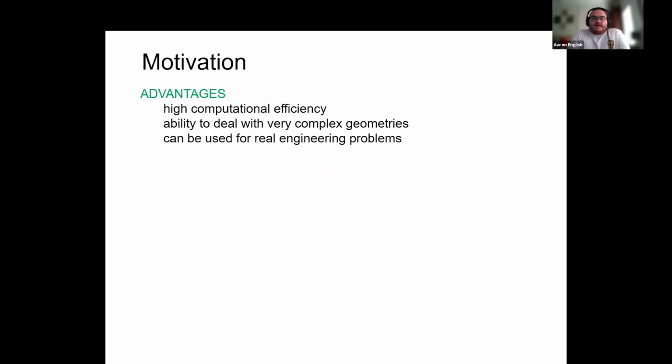So the advantages of this method: it's highly computationally efficient. It's quite nice because you're using the same equations for both the fluid and the boundary for your density. It has an ability to deal with very complex geometries. Anybody who's used DualSPHysics knows you can create quite complex shapes and geometries. And through that, it can be used for real engineering problems, which is really useful.